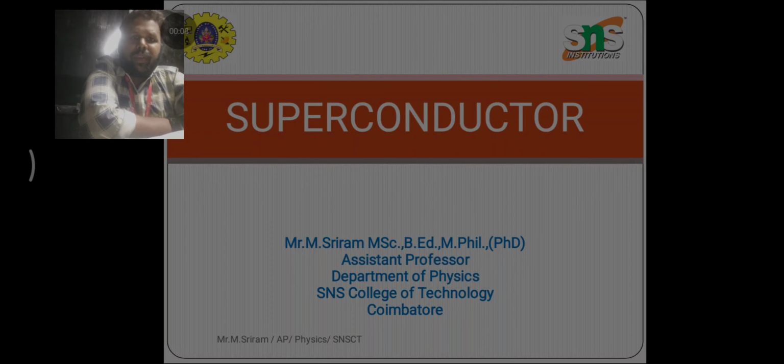In this video we discuss superconductors. The ability of certain ultra cold substances to conduct electricity without resistance is called superconductivity. Substances having this property are called superconductors. Thus a superconductor is a conductor having almost zero resistivity, and it also behaves as a diamagnetic below the superconducting transition temperature.